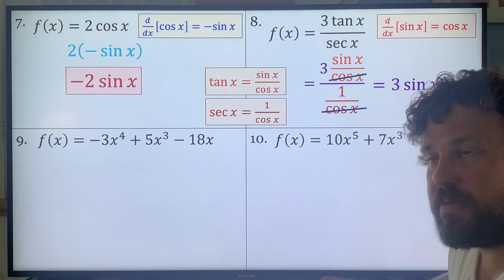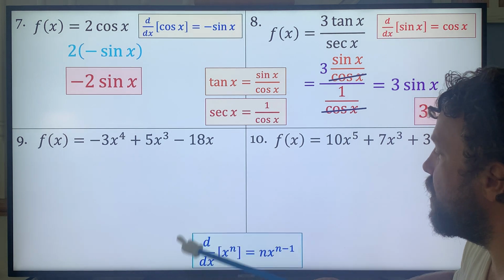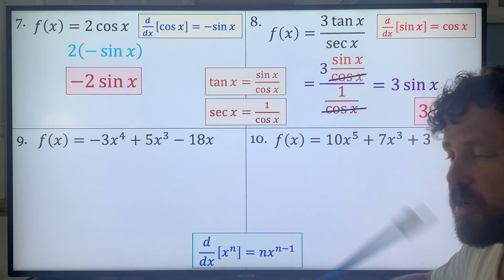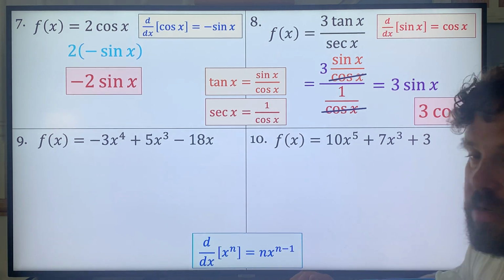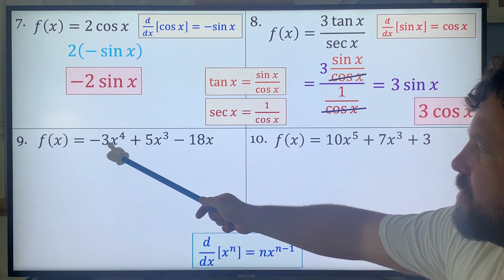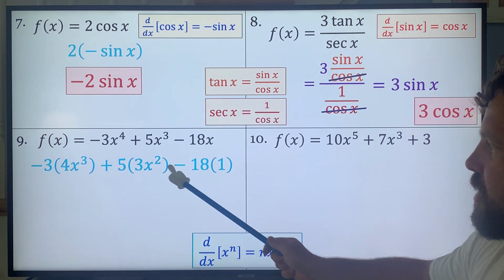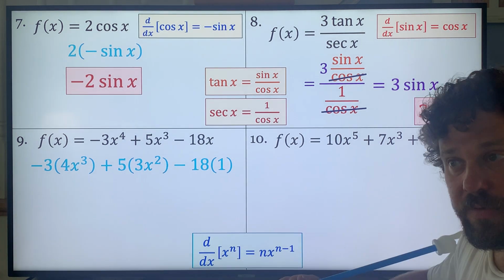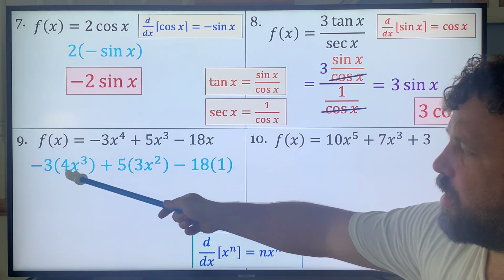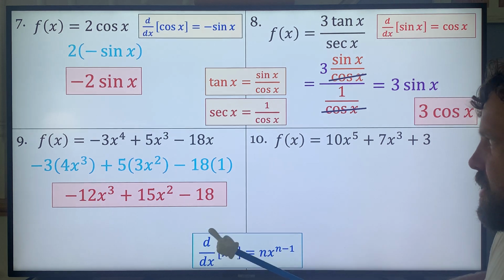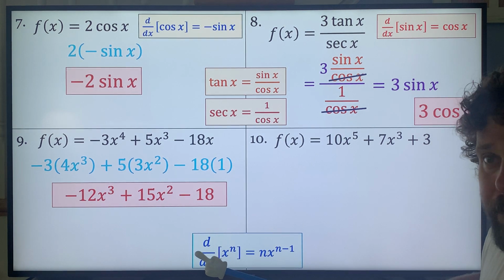This one, just like we did before with the power rule, but you have the addition and subtraction. So you treat this as 3 individual problems and then you mush them back together. So this becomes negative 3 times 4x cubed plus 5 times 3x squared minus 18. Derivative of x is just 1. Negative 12x cubed plus 15x squared minus 18.